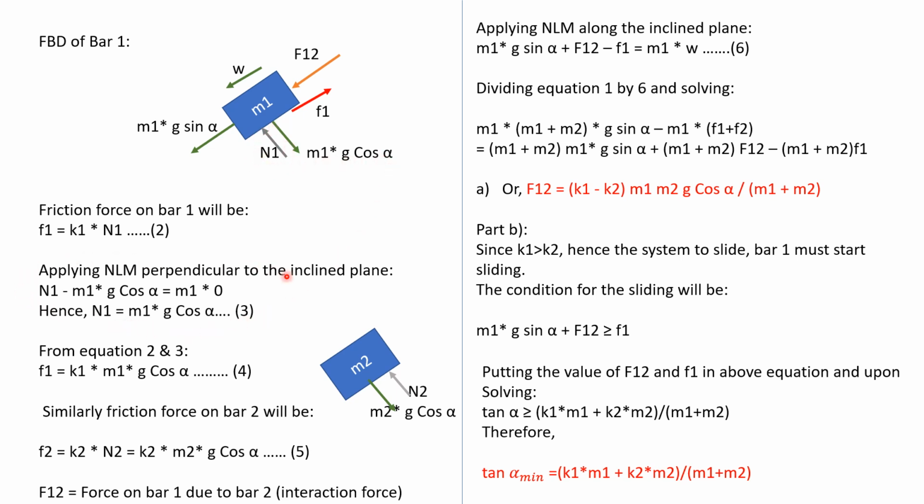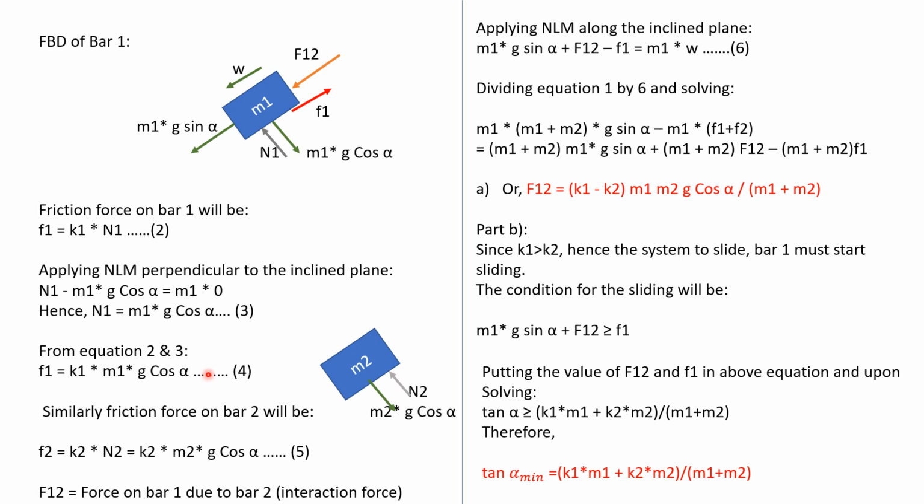So you can see here. Now you know that the friction force F1 is the coefficient of friction times the normal reaction force, so K1 N1. N1 is equal to m1 g cos alpha. Therefore F1 will be K1 m1 g cos alpha.